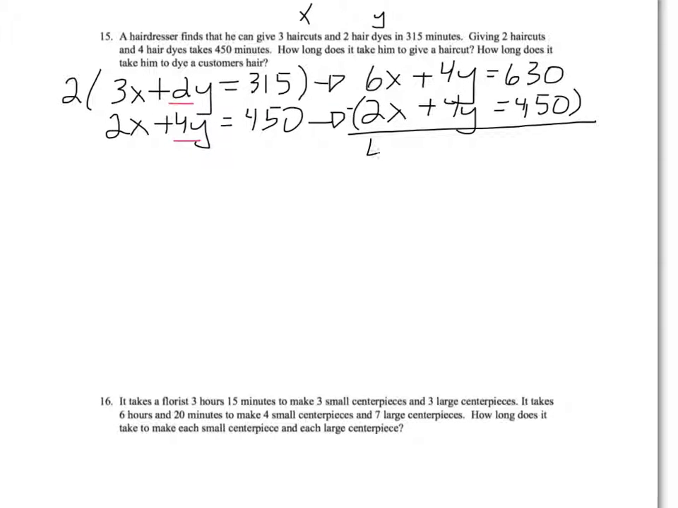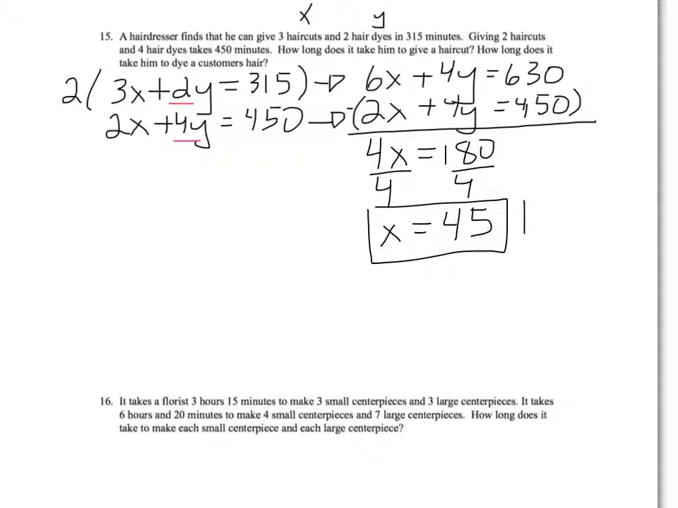So when I subtract, I get 4x equals 180. Divide each side by 4. X equals 45. Okay, so remember x also stood for the number of haircuts. And then I'm just going to take 45 and plug it into one of the two equations. Just plug it into the second equation, this one here.